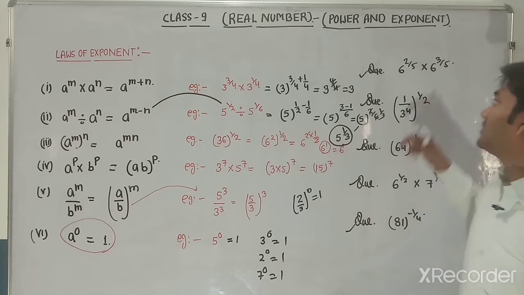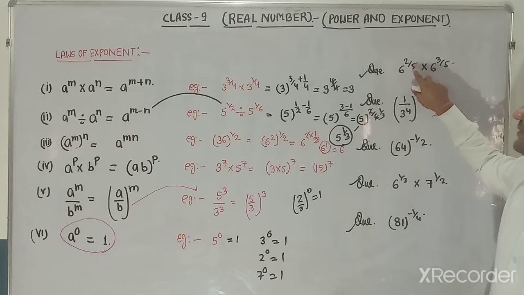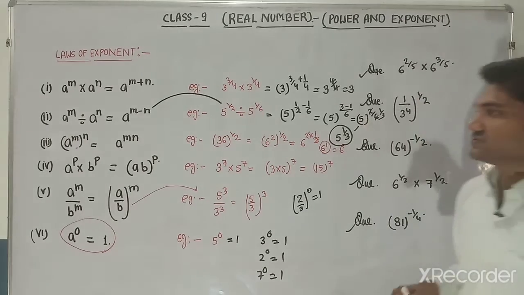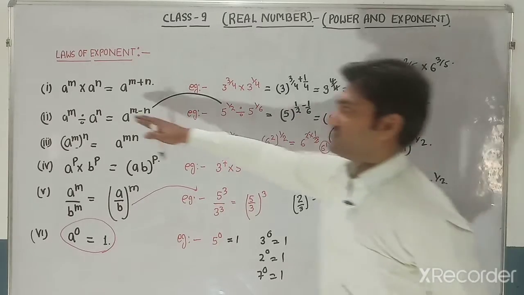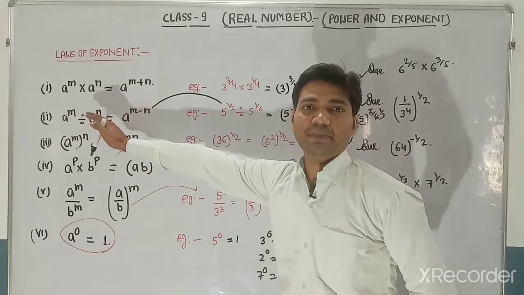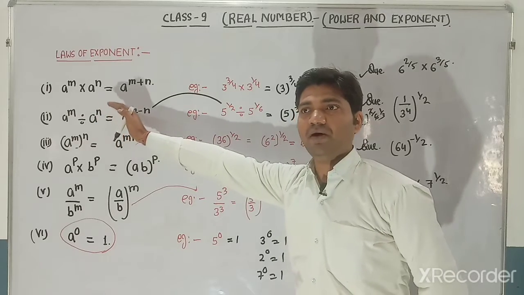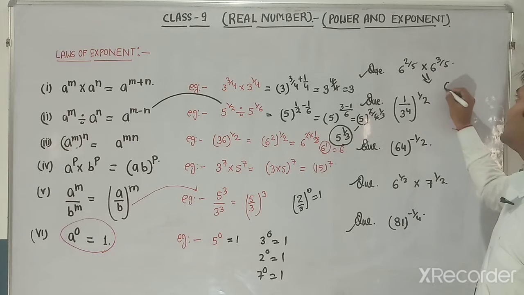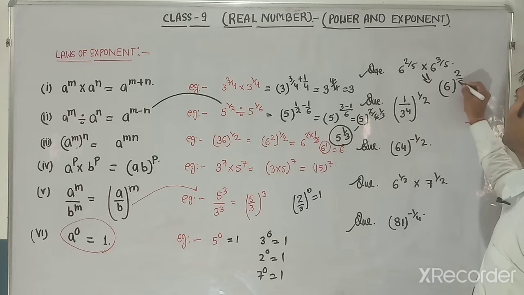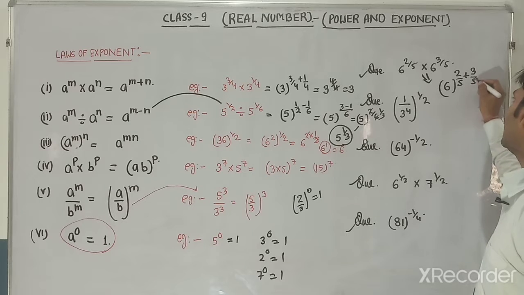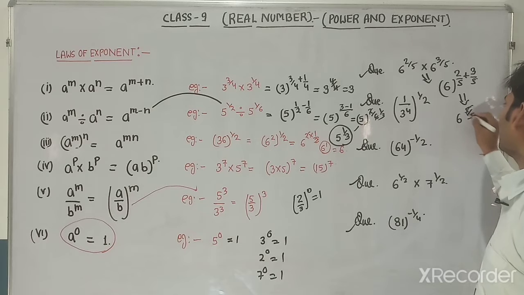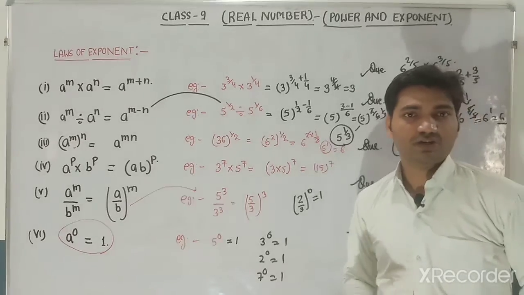The first question is given: 6 power 2 by 5 into 6 power 3 by 5. How do we simplify this question? This question is based on this formula: the first law of exponents, a power m into a power n is equal to a power m plus n. Directly we apply this formula and solve the question. 6 power 2 upon 5 plus 3 upon 5. Then the answer will be 6 power 5 upon 5, then directly 6 power 1. The answer is equal to 6.